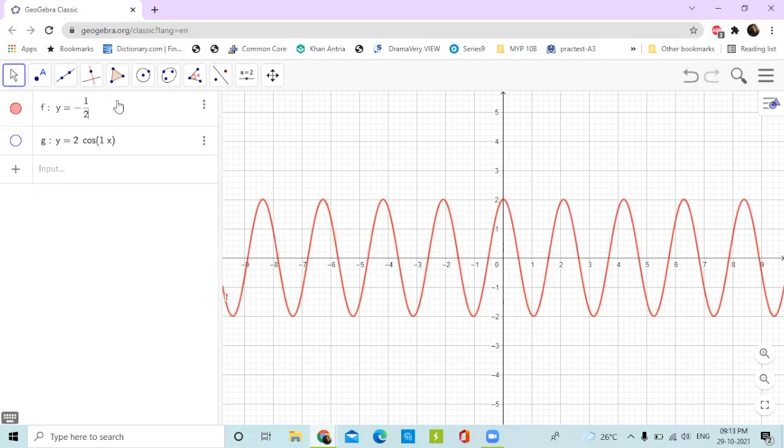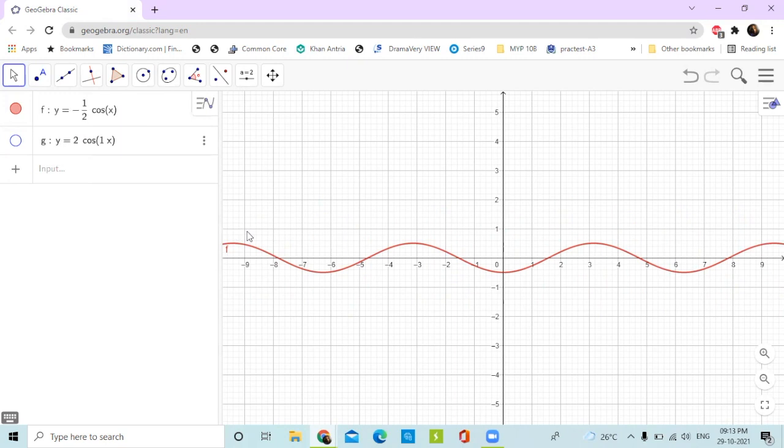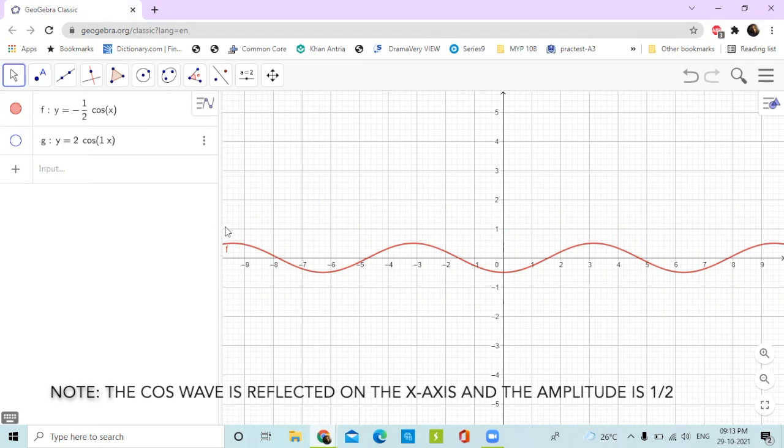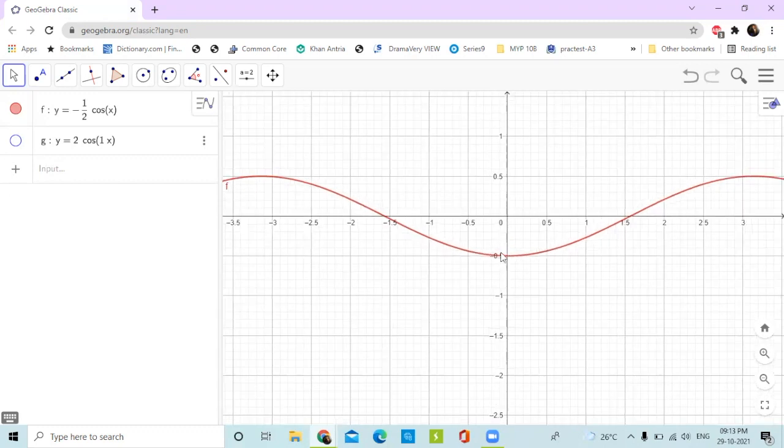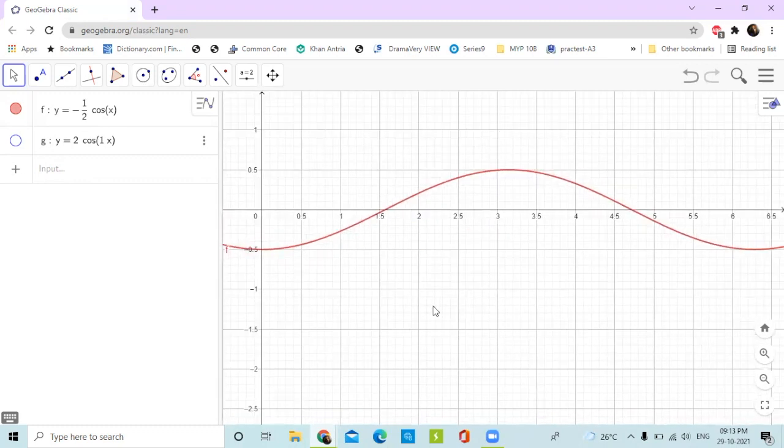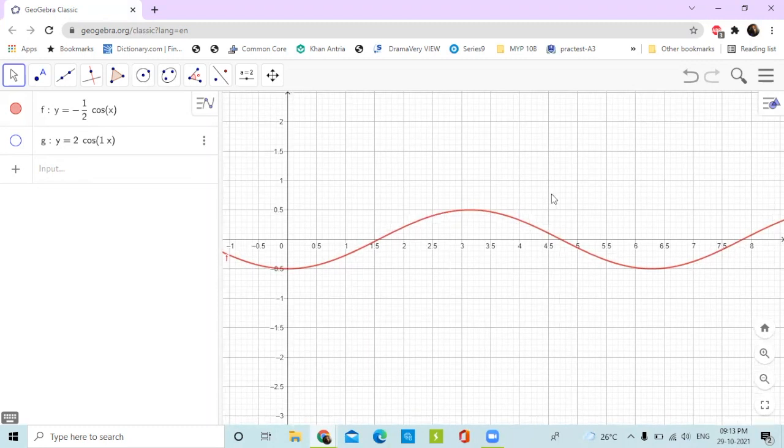Negative half cos x. Okay. Here the amplitude is a negative number, so it starts off in the negative y-axis section. If you were to zoom in here, it starts at negative 0.5, negative half, the same thing. It continues like this. One cycle, the wave would come back to negative 0.5. So this whole area is one period, one cycle. So this is negative half cos x.